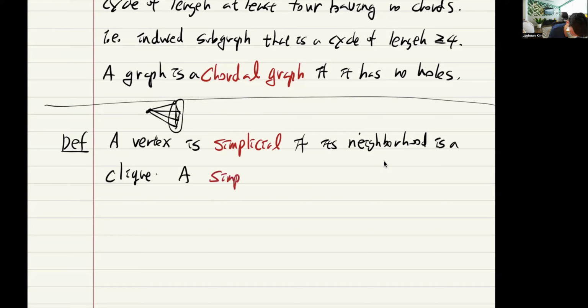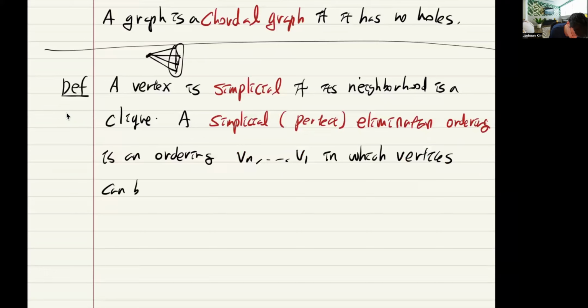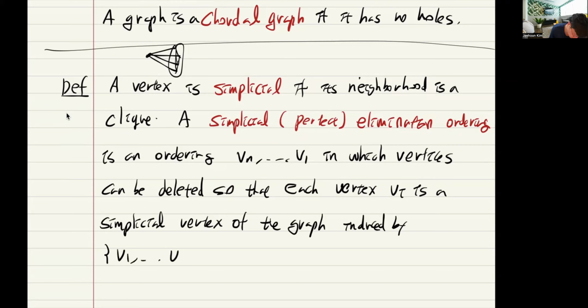And we say a simplicial or perfect elimination ordering is an ordering Pn to P1, so the index is going from up to downward, in which the vertices can be deleted so that vertex Pi is a simplicial vertex of the graph induced by the vertices P1 to Pi.